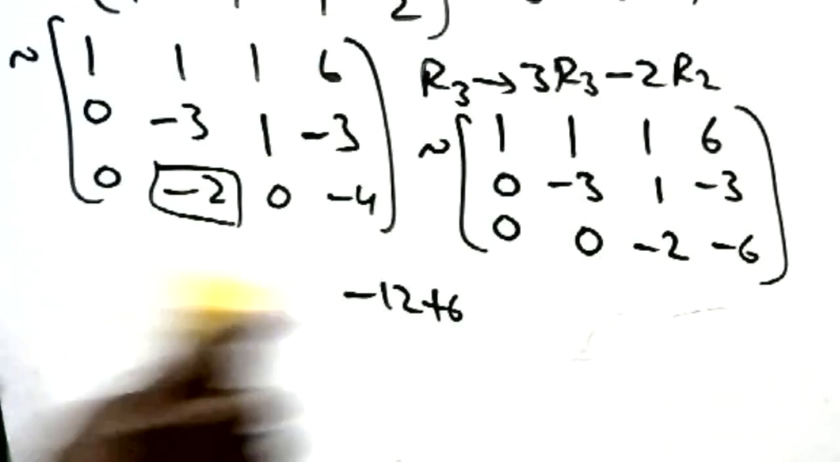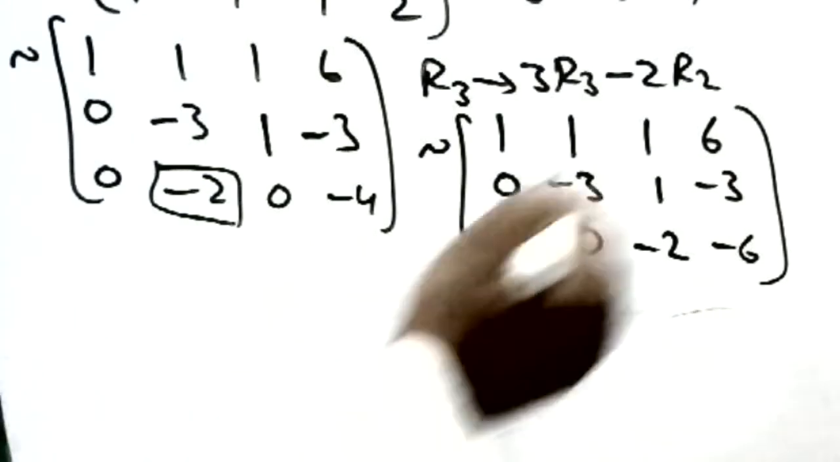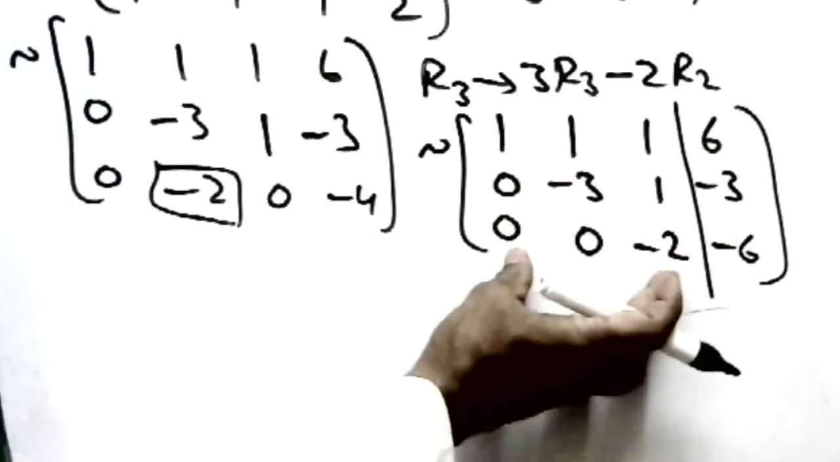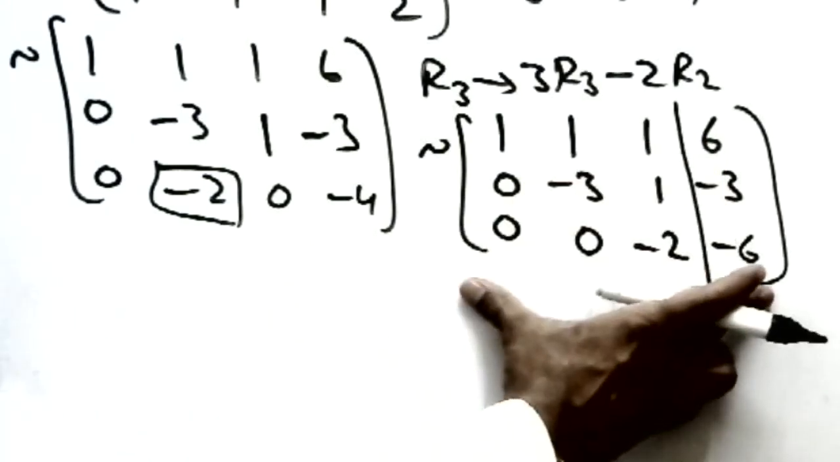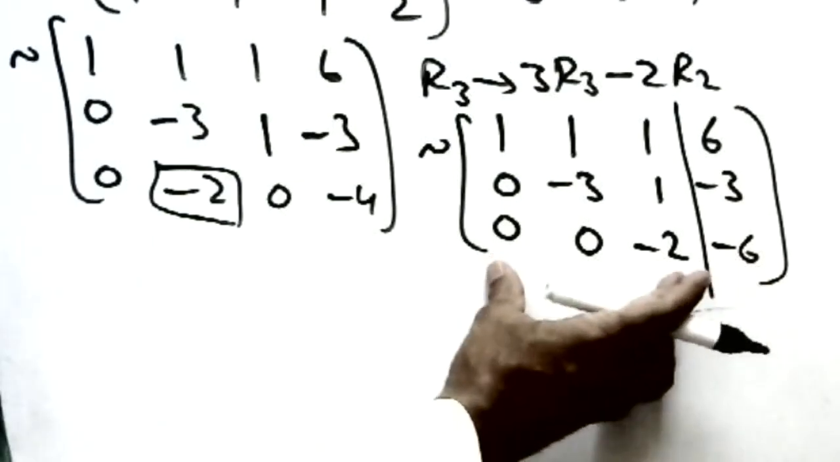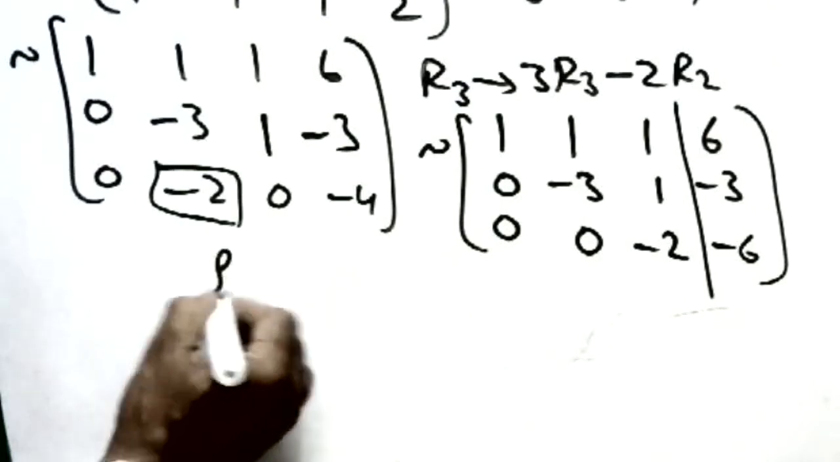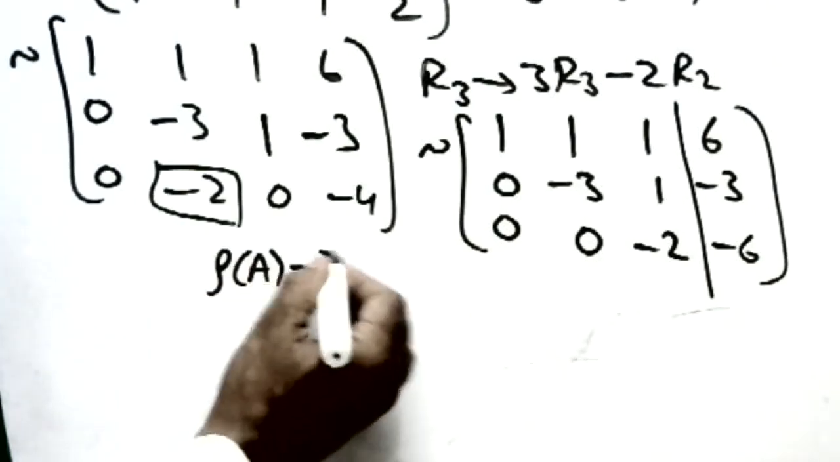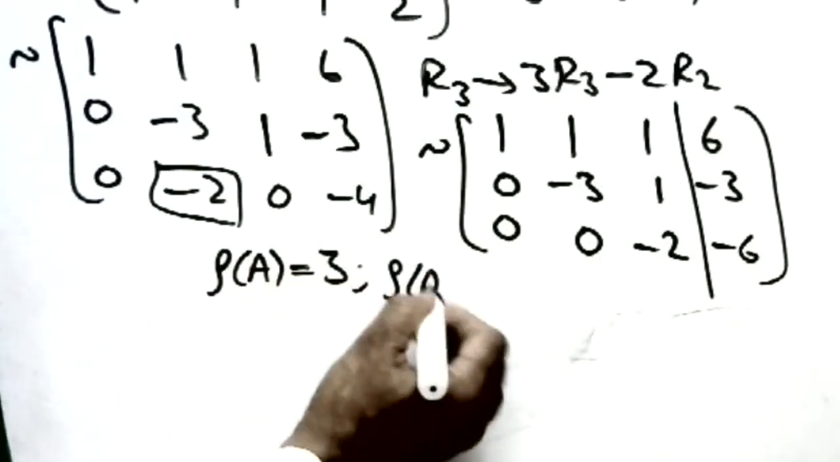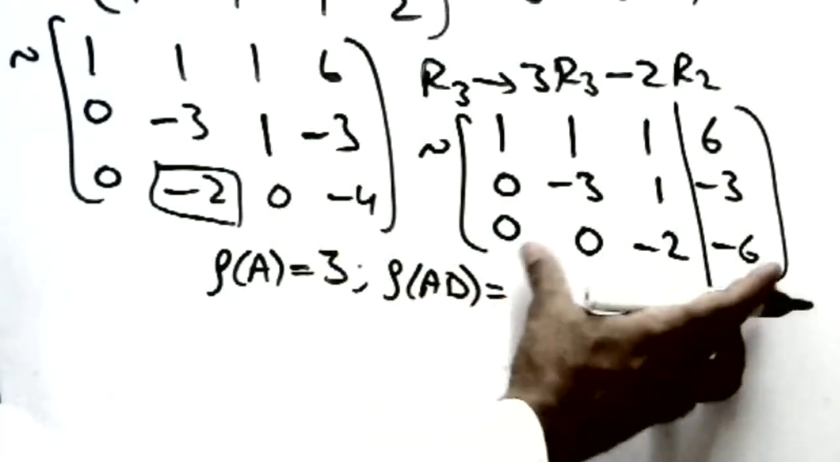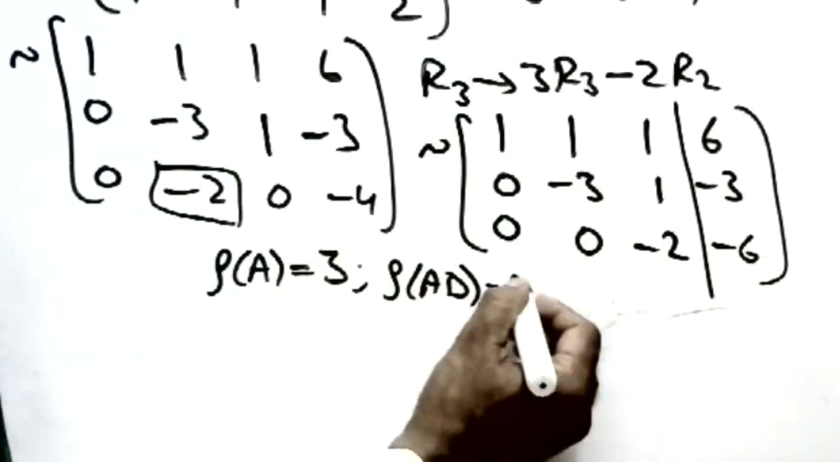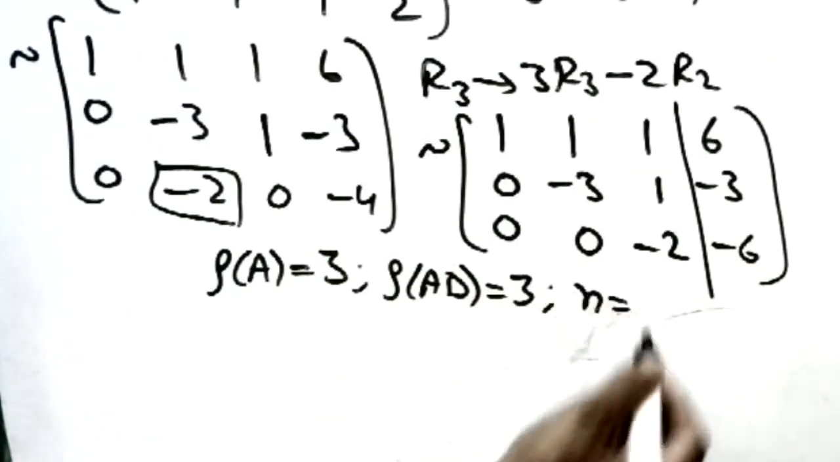So we got here. Now let me see the ranks. You put a line here. Now this is A, and the complete matrix is AD. So rank of A will be 3. Rank of A equals 3. What is the rank of AD? Rank of AD is also 3 because we are having numbers here.